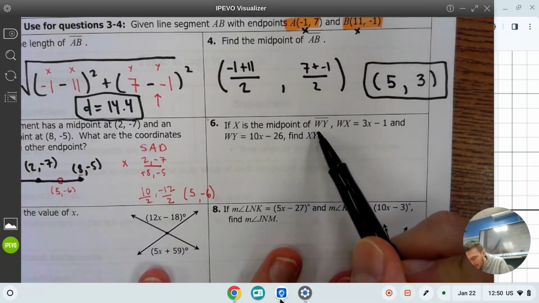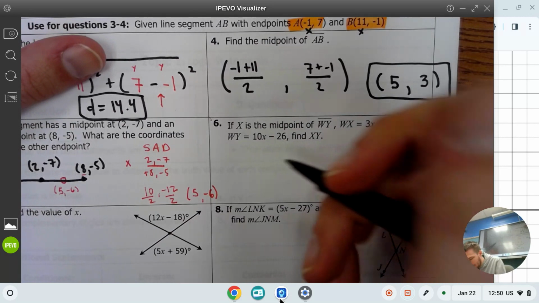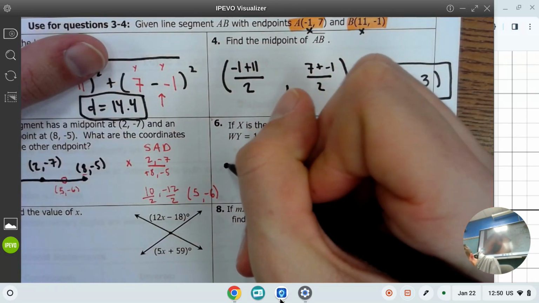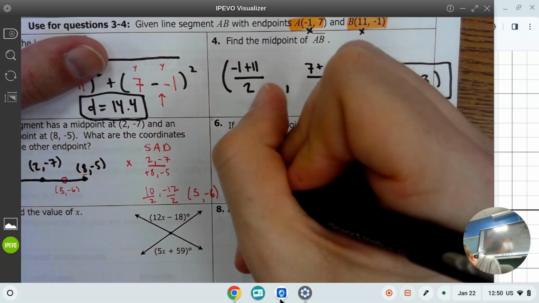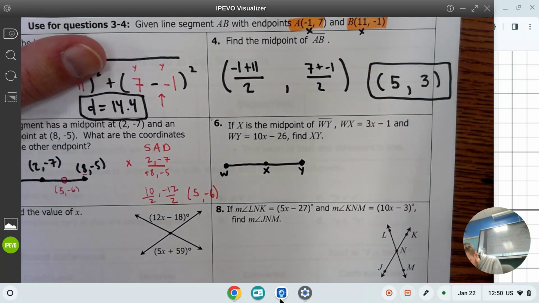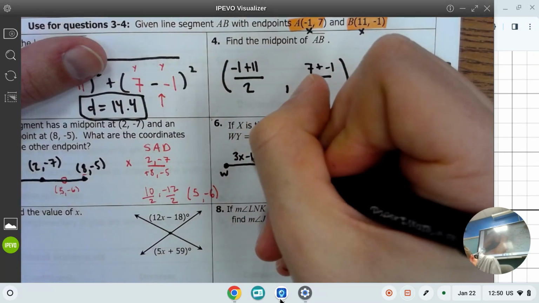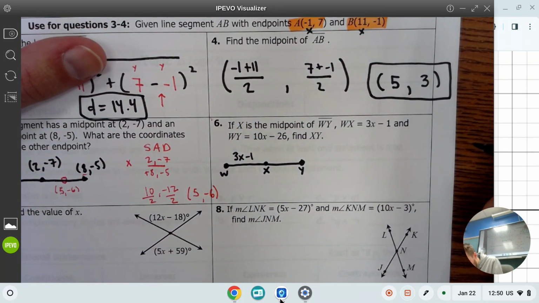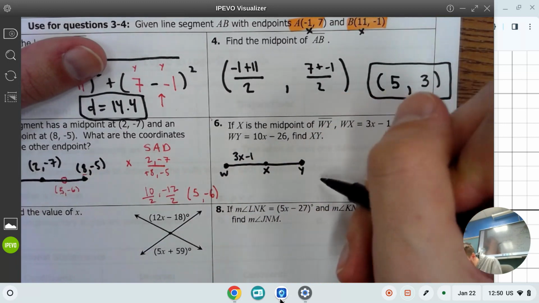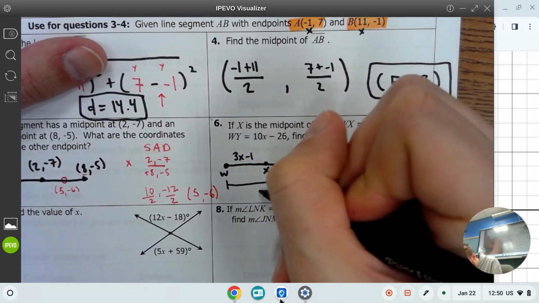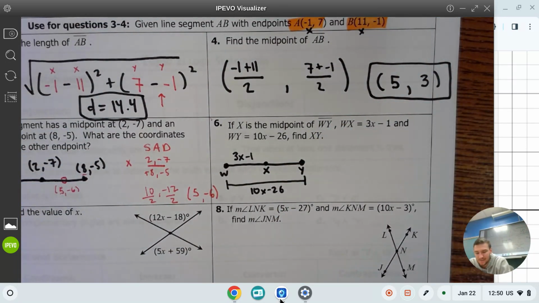If X is the midpoint of line WY, and WX is 3x minus 1, and WY equals, that's the whole thing, 10x minus 26, what is XY? So let's make a list here, or a diagram here. X is the midpoint, okay. WY. WX is 3x minus 1. And WY equals 10x minus 26. Find XY.